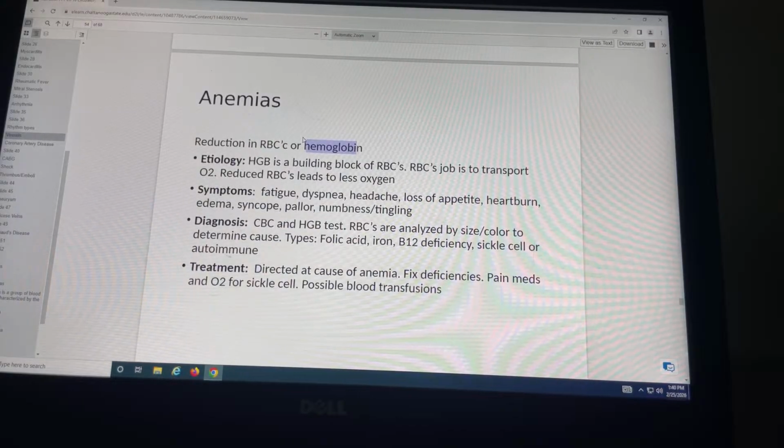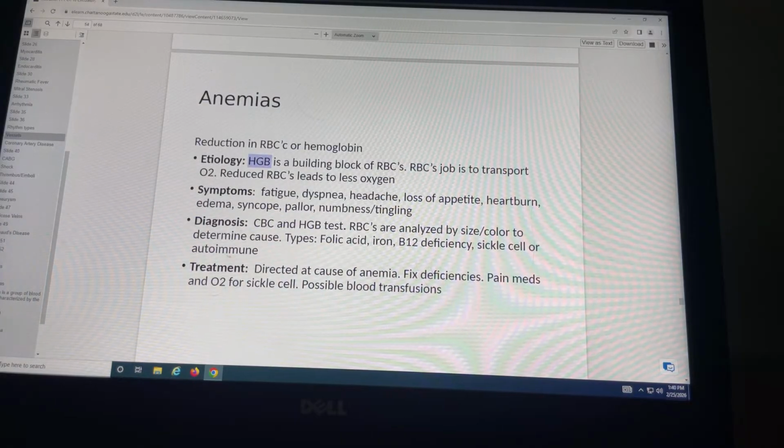Okay. So etiology, like I said, hemoglobin, that's HGB. Hemoglobin is a building block of red blood cells, and the job of red blood cells is to transport oxygen, right? That's literally what they do. They just carry oxygen to the different parts of the body.